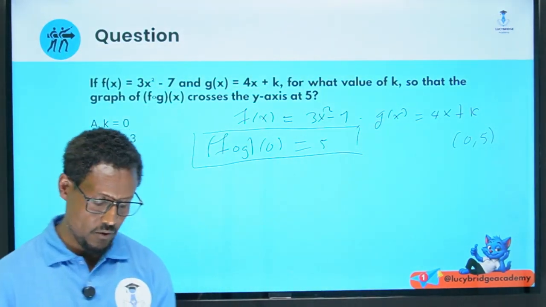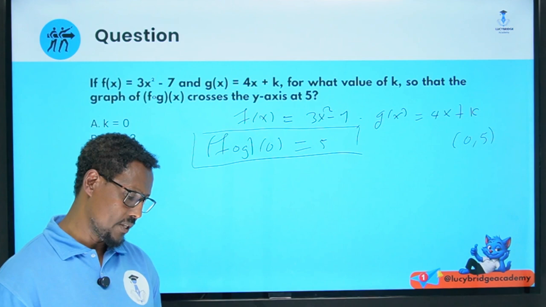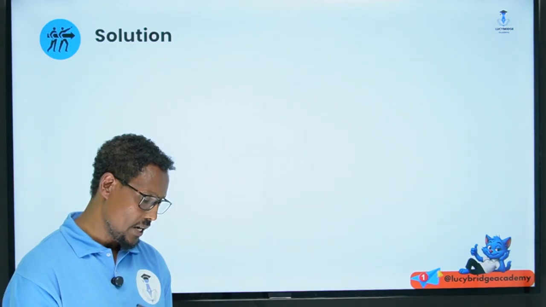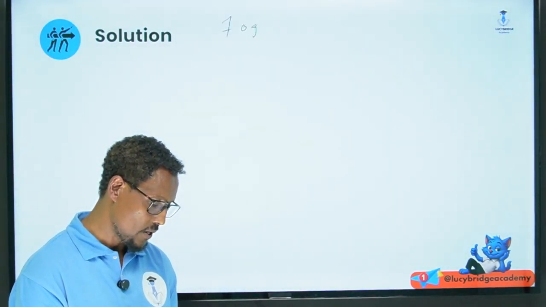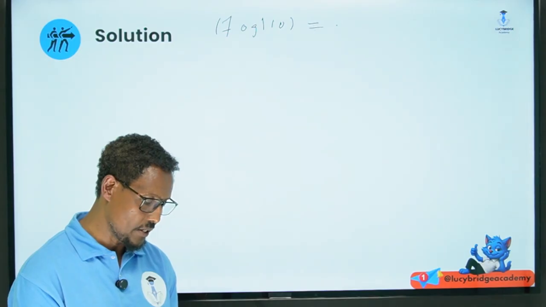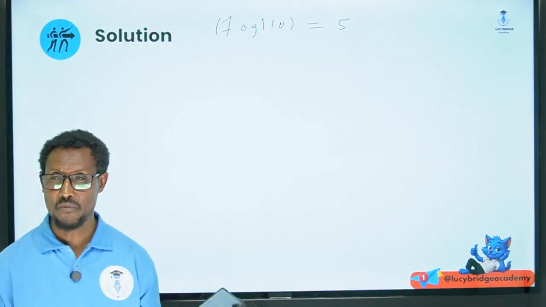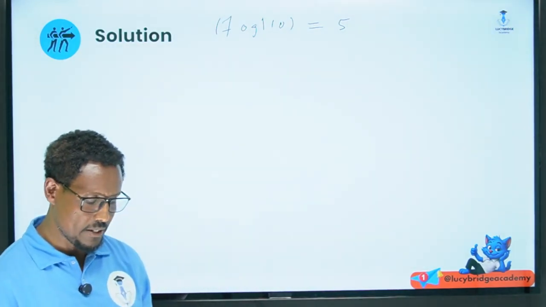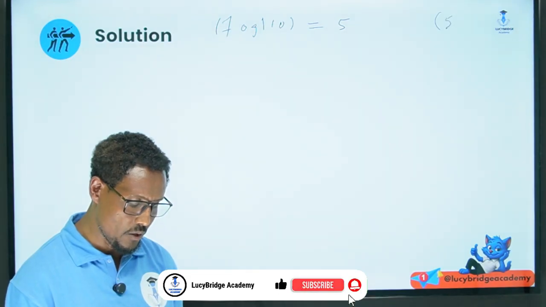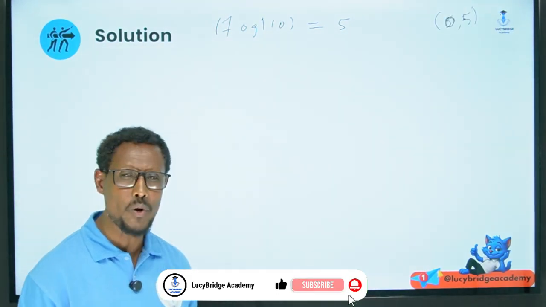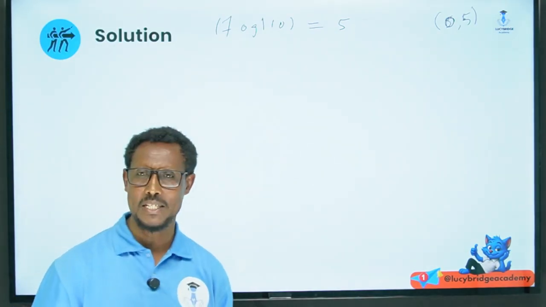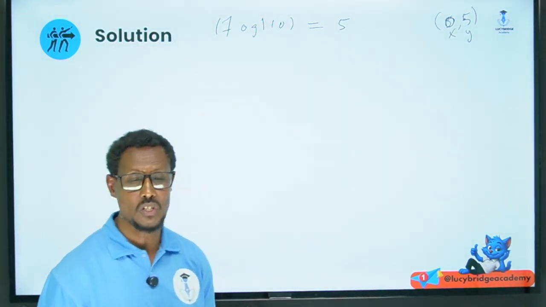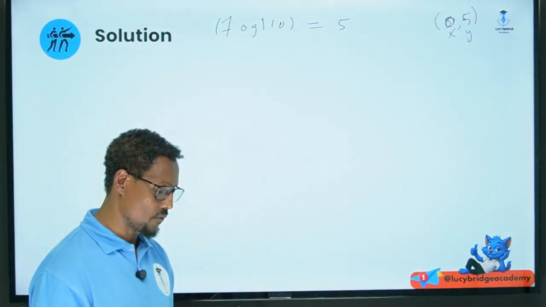So first we have to find f circle g, and then we'll find f circle g at 0, right? f circle g at 0 is equal to 5, all right? The graph crosses the y-axis at 5 means the value of x is 0 and the value of y is 5. Or simply, the point (0, 5) is the point where the graph crosses the y-axis. That means the value of x is 0 and the value of the function is 5.